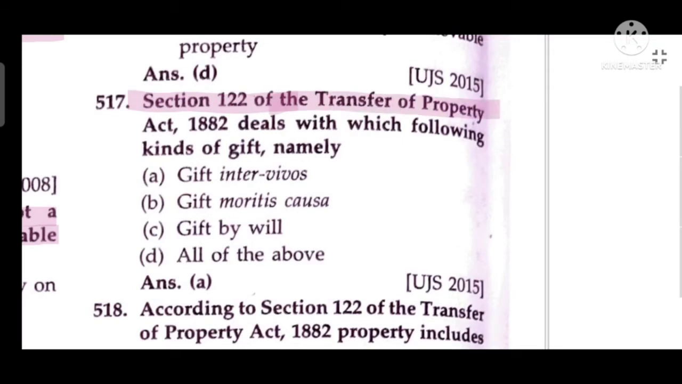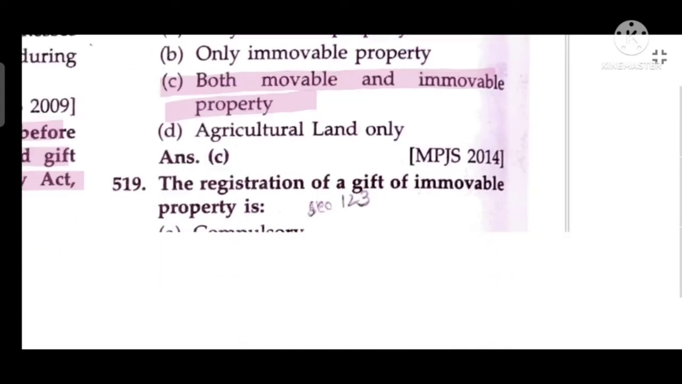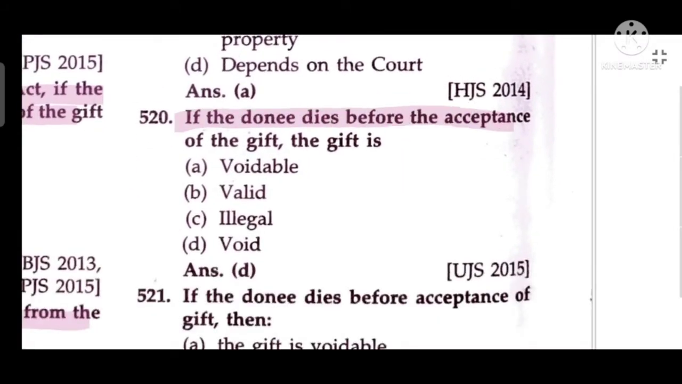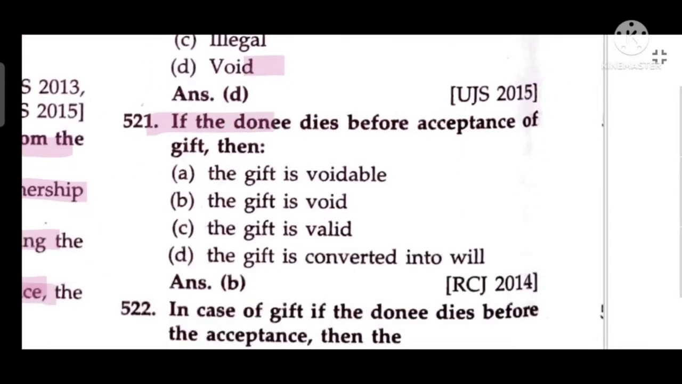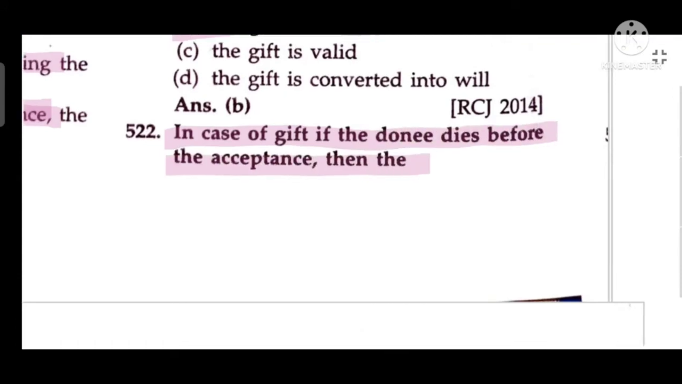Section 122 of the Transfer of Property Act 1882 deals with which one of the following kinds of gift, namely gift inter vivos. According to Section 122 of the Transfer of Property Act 1882, property includes both movable and immovable property. The registration of a gift of immovable property is compulsory. If the donee dies before the acceptance of the gift, then the gift is void.